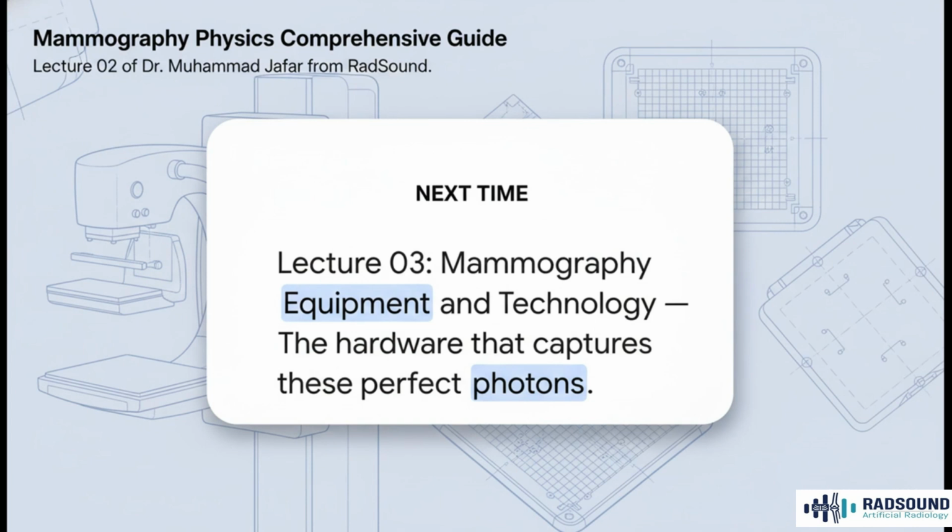And that's our look at the physics principles. In our next explainer, we're going to dive into the incredible hardware that puts all this physics into practice: the specialized detectors, the C-arms, and the quality assurance that makes sure every single image is perfect.